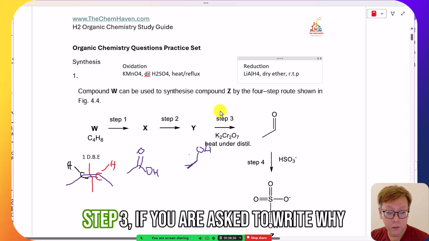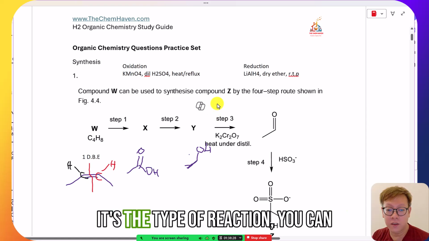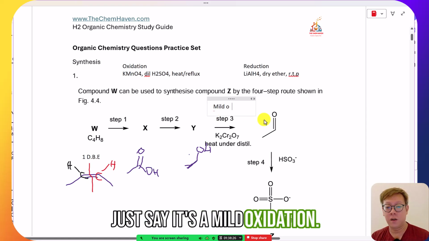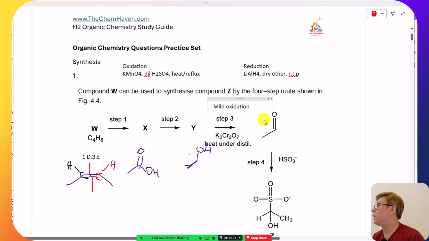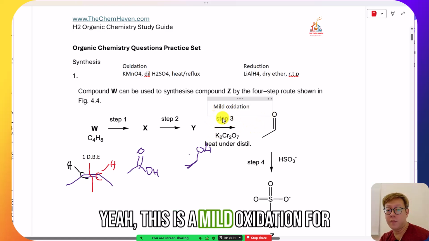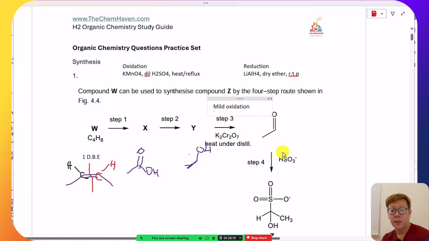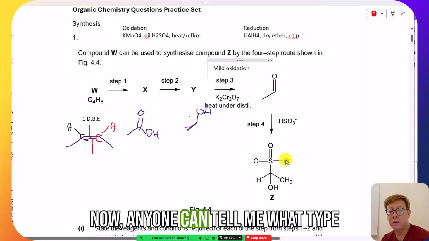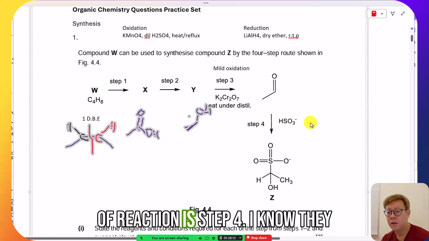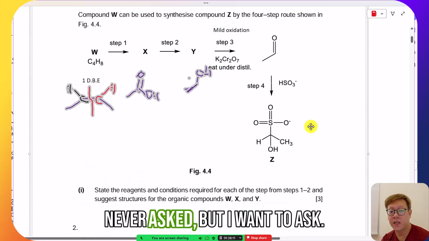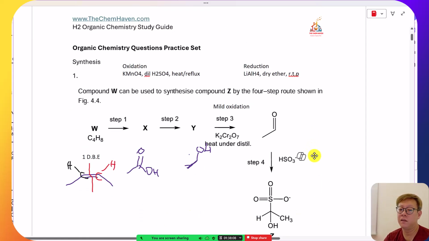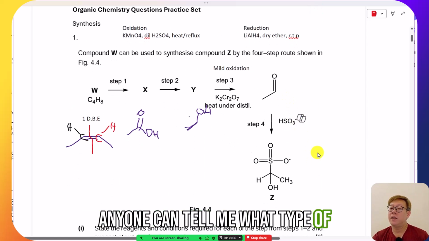Alright, so step 3, if you are asked to write what is the type of reaction, you can just say it's a mild oxidation. Everybody clear? Yeah, this is a mild oxidation for step 3. Now, anyone can tell me what type of reaction is step 4? I know they never ask, but I want to ask. Anyone can tell me what type of reaction is step 4?